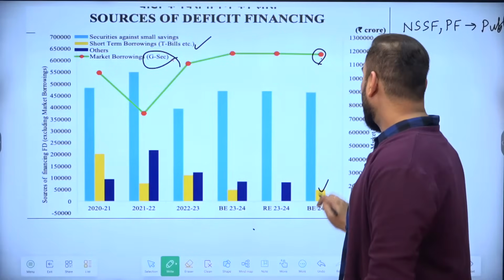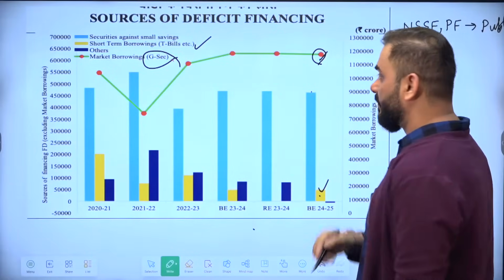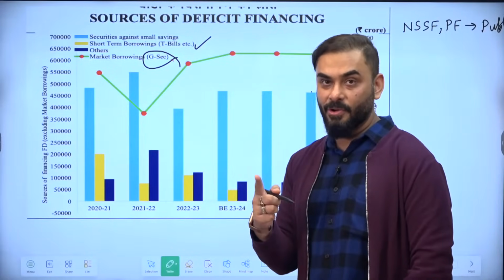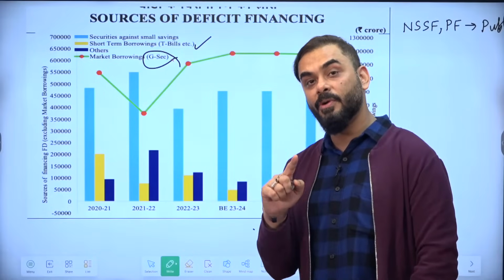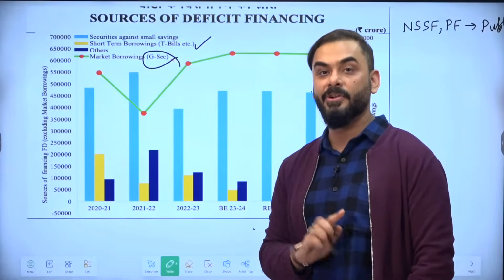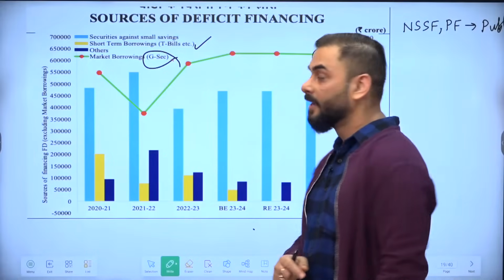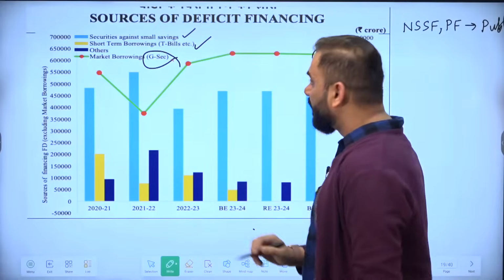So less than 1 year is this, and long-term borrowing is this, which means more than 1 year borrowing. And if the government borrows for a long time period, it's good for the government because the government has to return the money at a later date. The next one is securities against small savings.